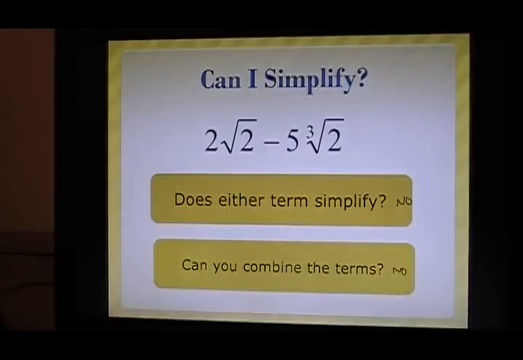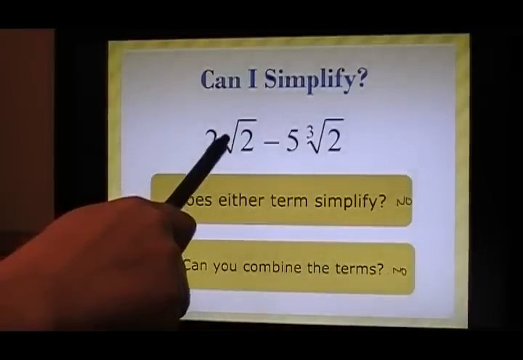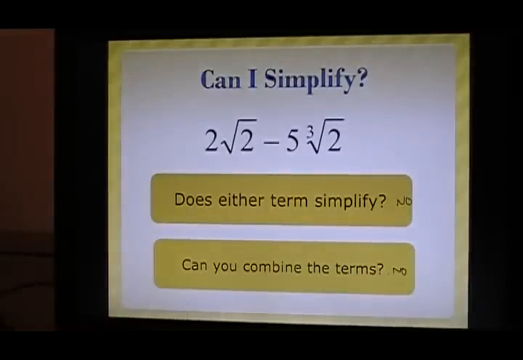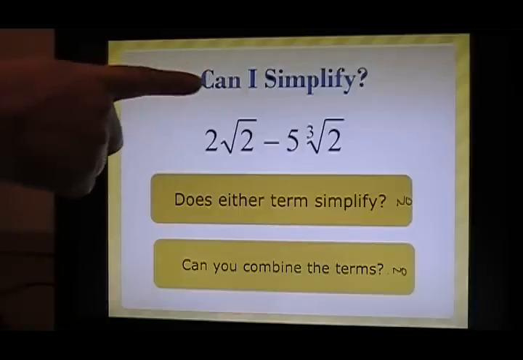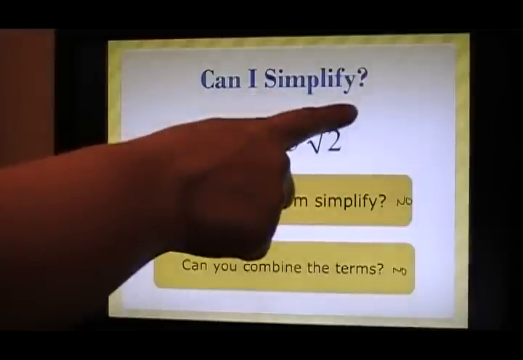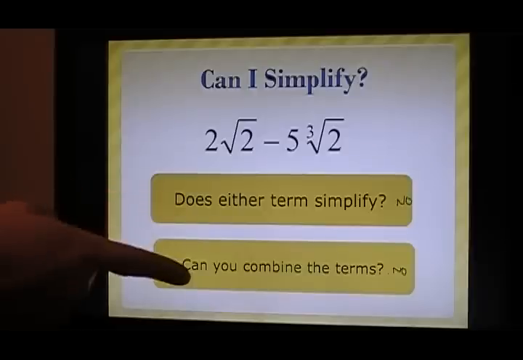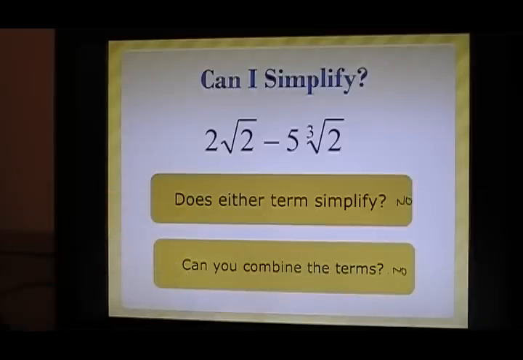So this is no. If this were a cubed root and this were a cubed root, then you could do 2 minus 5, but because they are not exactly the same, you cannot combine. So, can I simplify? The answer to that is no. You can only simplify if either of the two terms will simplify or if you can combine the like terms. So can I simplify? No, you cannot. So this would be representative of the most simplified expression for what we have in this scenario.